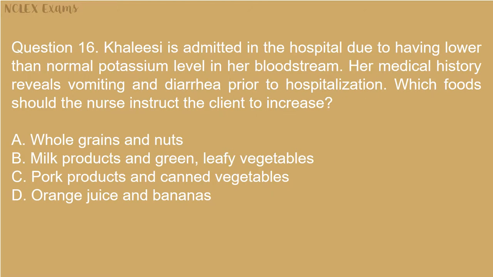Question 16. Kay Lacey is admitted in the hospital due to having lower than normal potassium level in her bloodstream. Her medical history reveals vomiting and diarrhea prior to hospitalization. Which foods should the nurse instruct the client to increase? A. Whole grains and nuts. B. Milk products and green, leafy vegetables. C. Pork products and canned vegetables. D. Orange juice and bananas.